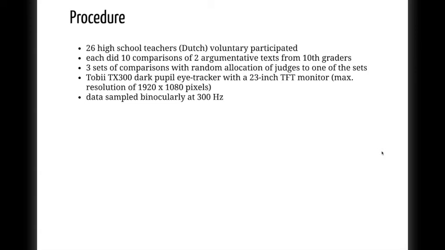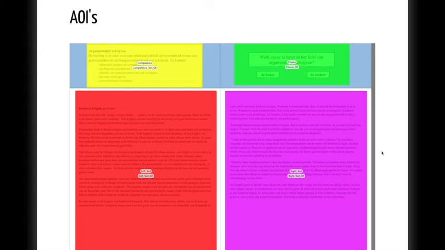The data that we will use comes from an experiment where we had 26 high school teachers put behind the eye tracker, each of them doing 10 comparisons of two argumentative texts. This is about the design. We have different areas of interest that we can distinguish in this setup, but we will mainly use only the data coming from the areas of interest called the left text and the right text.